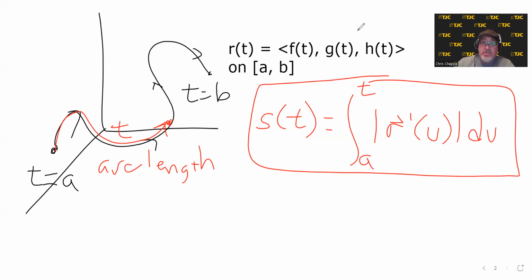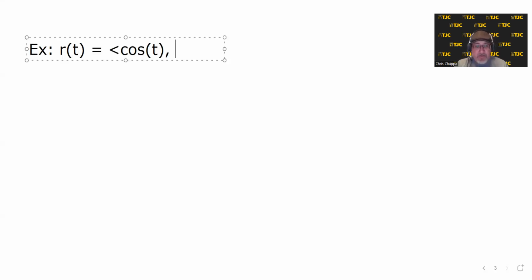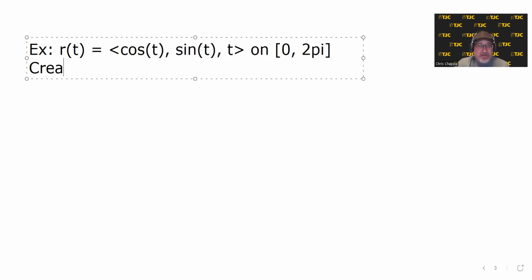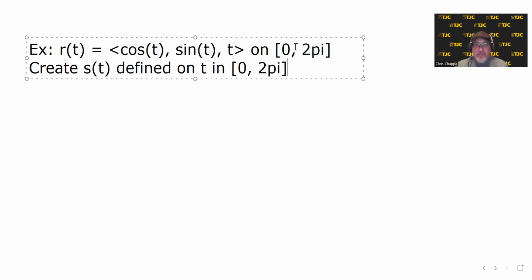So for example, if we go back to the function that we had before, r of t is equal to cosine of t, sine of t, and then t. But we need a specific interval. So let's say from 0 to 2 pi. And then we want to create our arc length function s of t, defined on t in the interval 0 to 2 pi. When you make an arc length function, it's only defined on the interval over which the arc is defined. All right, well, we do pretty much the exact same thing we did before.